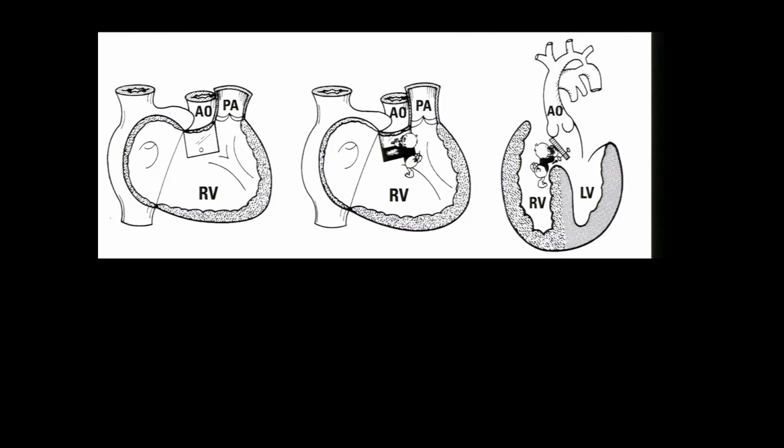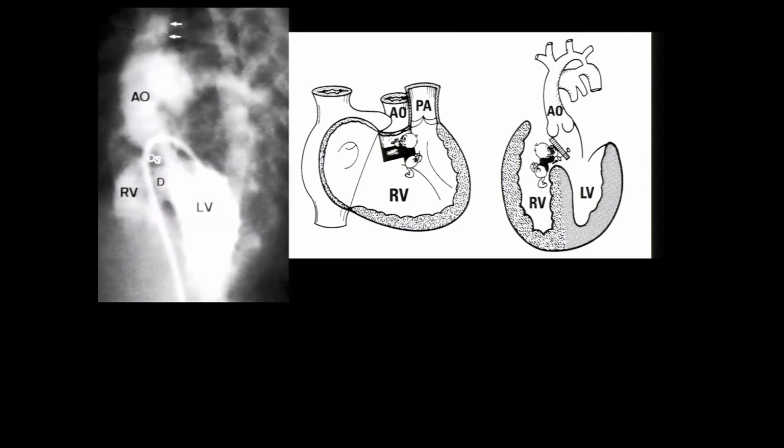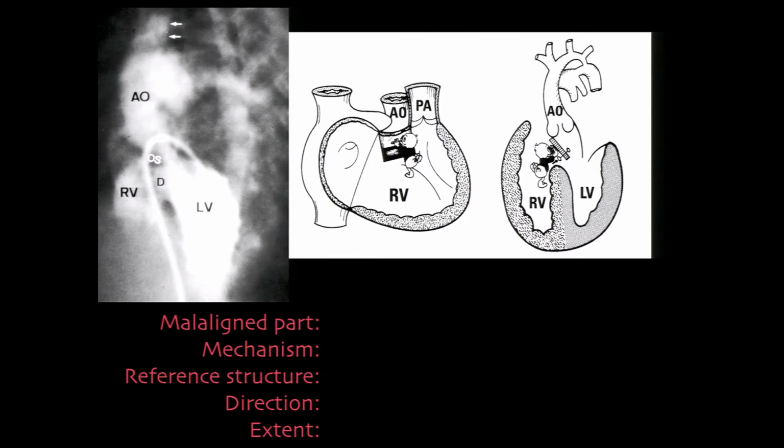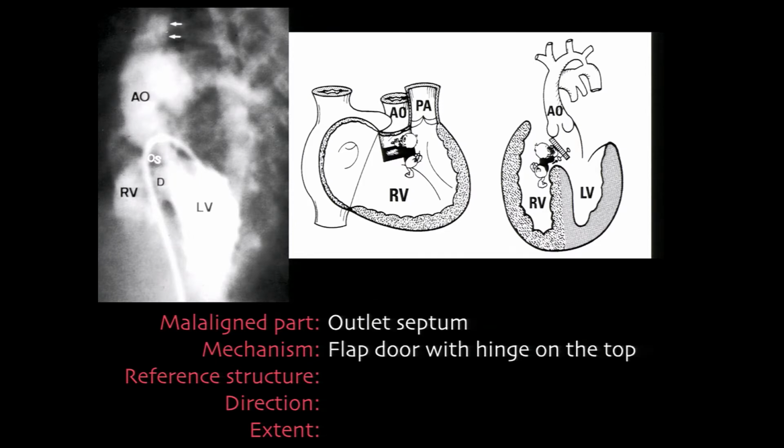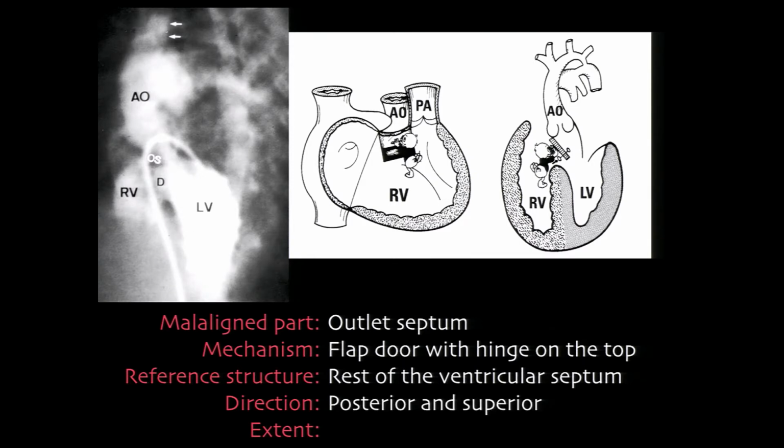Okay. So describing this with the five points, the malalignment part is the outlet septum again. Mechanism is a flap door with a hinge on the top, not on the left or right. Reference structure is the rest of the ventricular septum. Direction is posterior and superior. And extent in this case is causing a moderate degree of left ventricular outflow tract obstruction. Okay.